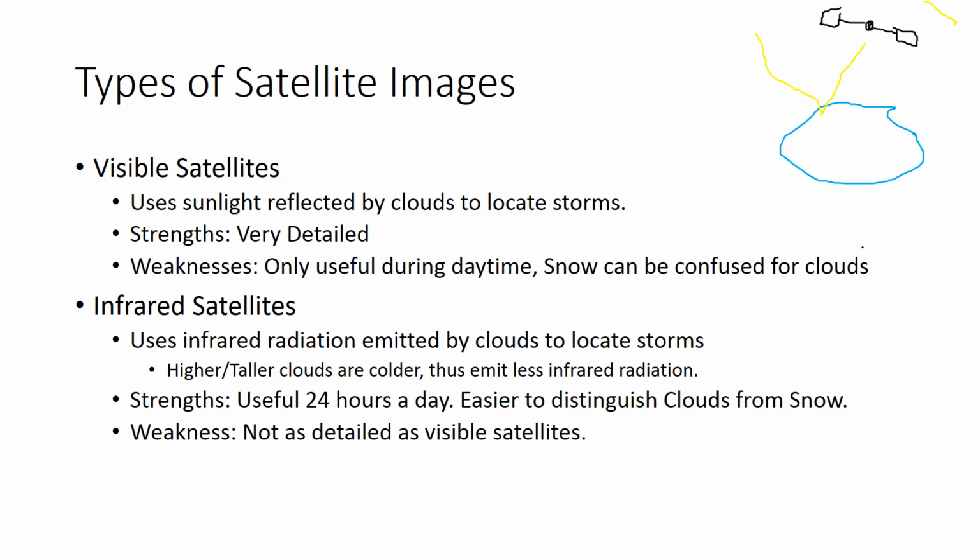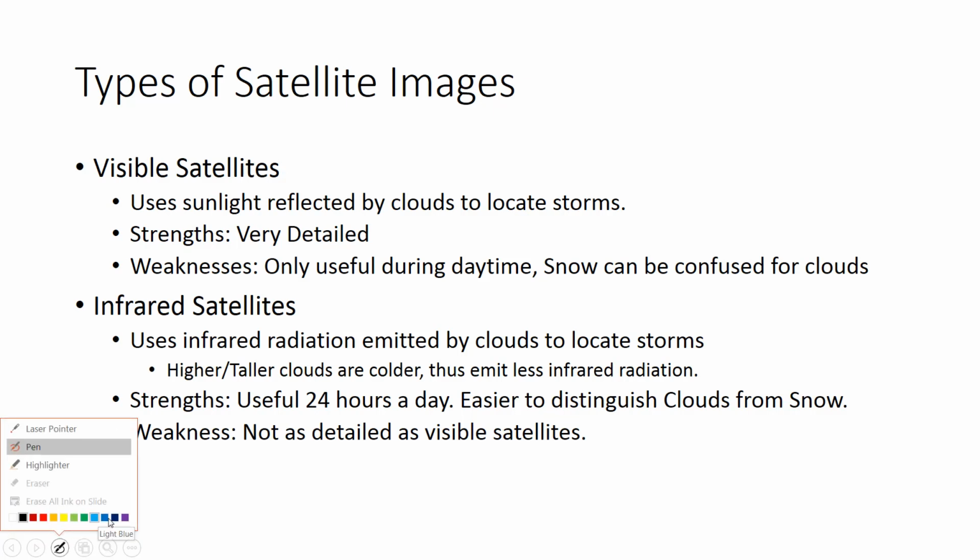And these come in the form of what's called an infrared satellite. Now here's how this satellite works. Let me erase all the ink. Okay, and let me pull up, wrong thing. Here we go. Sorry about that. Okay, so the other type of satellite image is what's called an infrared satellite image.